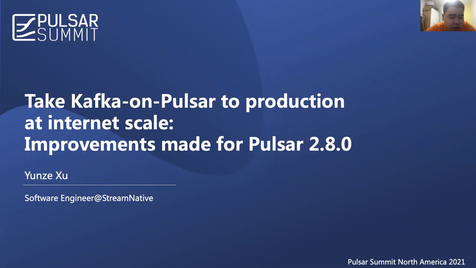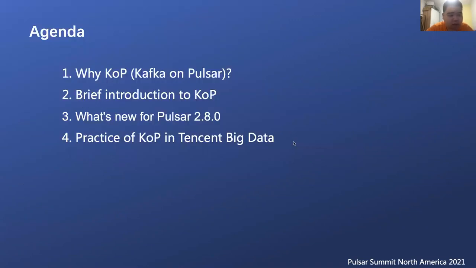Today, I'm going to talk about taking Kafka on Pulsar to production at internet scale, and the improvements made for Pulsar 2.8.0. First, in this talk, I will introduce why we need Kafka on Pulsar. Then I will give a brief introduction to KOP. Next, I will talk in detail about what's new for Pulsar 2.8.0. At last, my partner from Tencent will talk about the practice of KOP in Tencent Big Data.